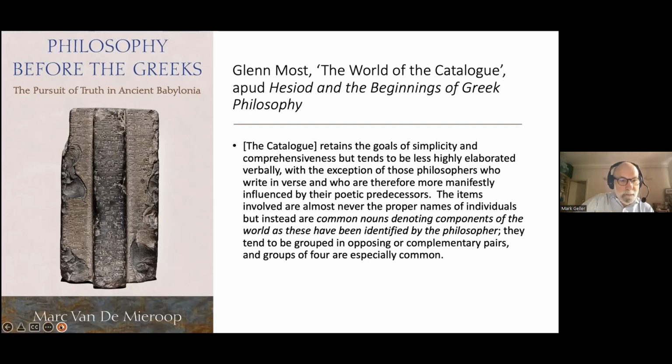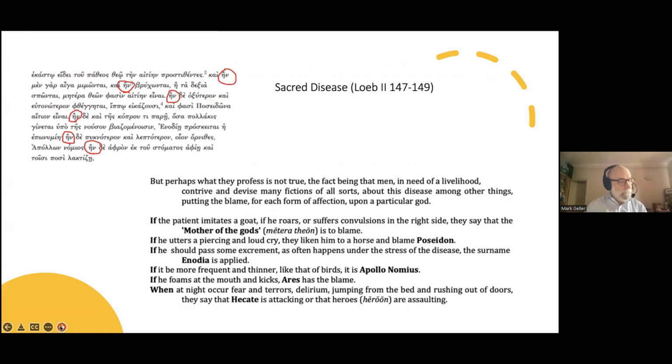Now, let's turn our attention to my favorite Greek author, the anonymous author of the Hippocratic treatise on the Sacred Disease. In one passage, we find a list of propositions, all beginning with "if." I've circled them on the slide, introducing symptoms which have been attributed to the influence of various gods. You can see the text here.